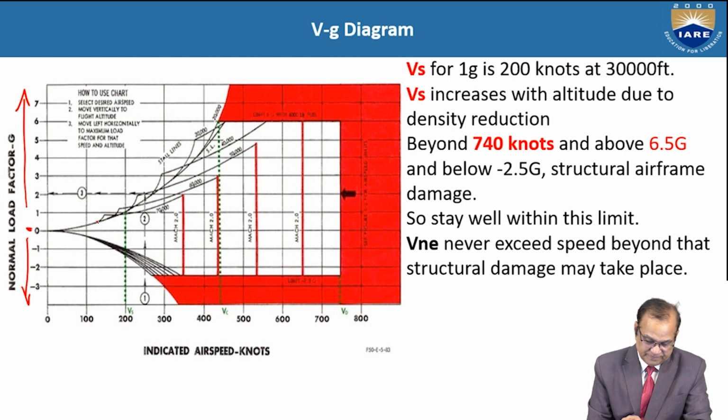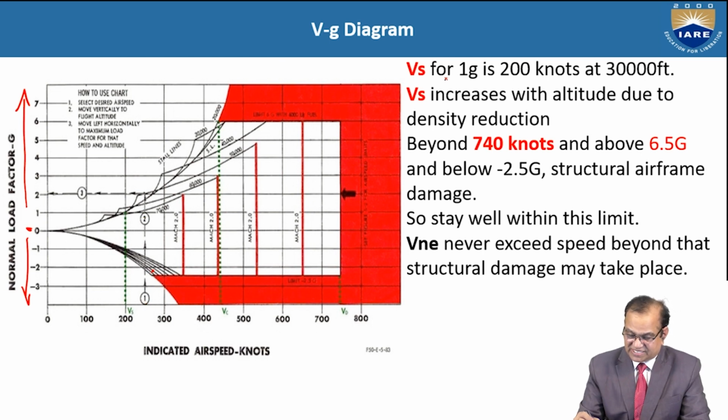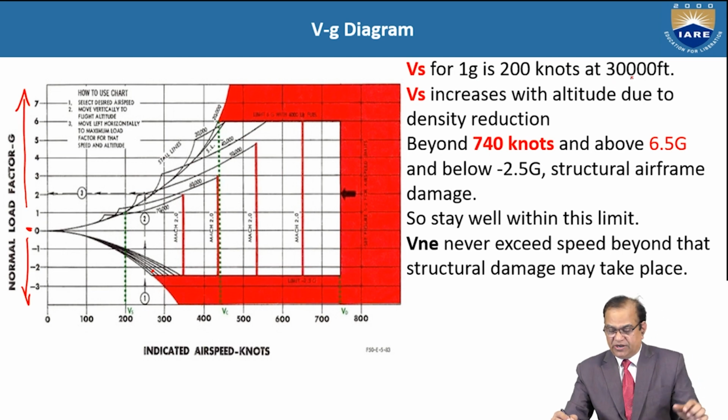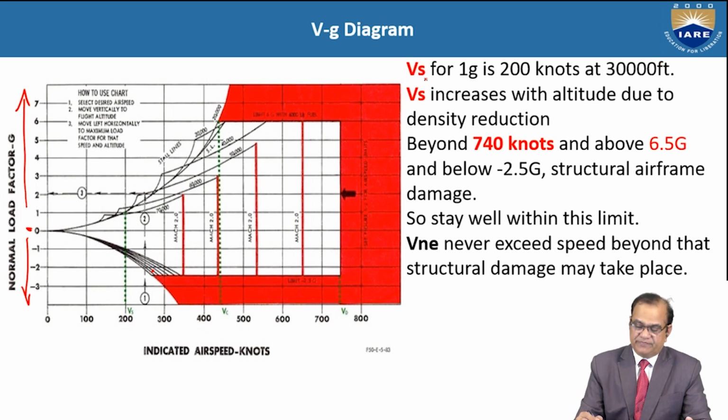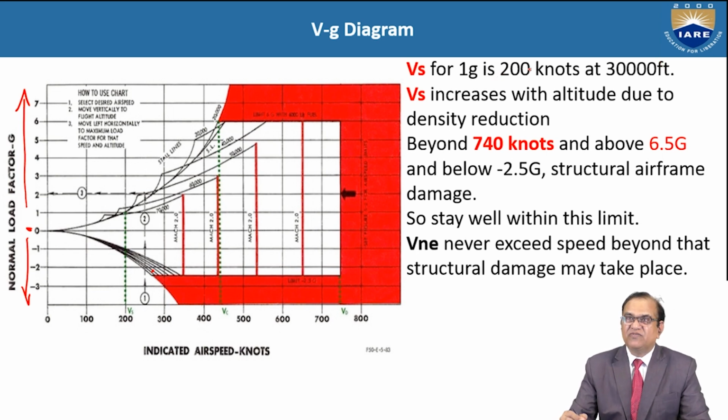And here is the altitude at 70,000 feet, 64,000, 50,000, 40,000. As you are going to high altitude, your zone is increasing. At low altitude, 20,000 feet, you can fly from here to here. Here is 0.1, 0.2. So here Vs for 1G, the stall speed at 1G, is 200 knots at 30,000 feet.